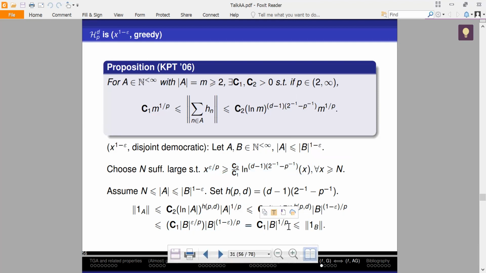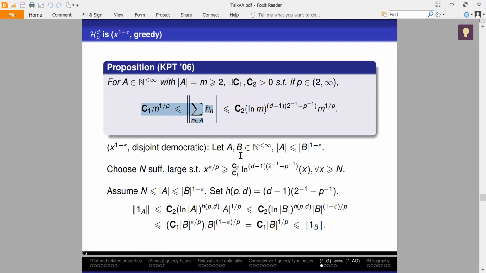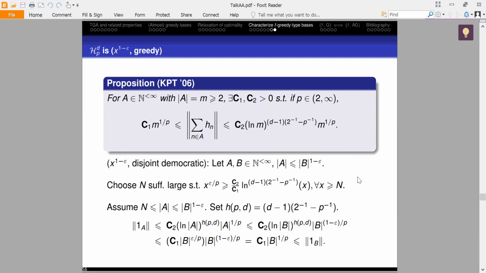Now we have the equality, and finally, this inequality is due to the lower bound in the proposition. So you see that we go from 1A to 1B, and this is true for any set A and B with the size of A bounded by B to the 1 minus epsilon. So that's why we say the system is X to the 1 minus epsilon disjoint democratic. So that's the end of this section.